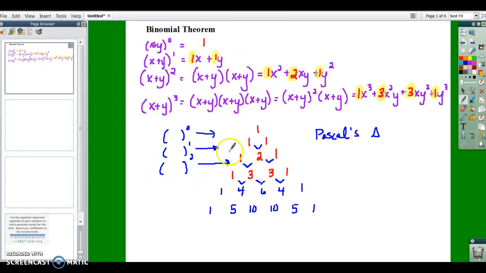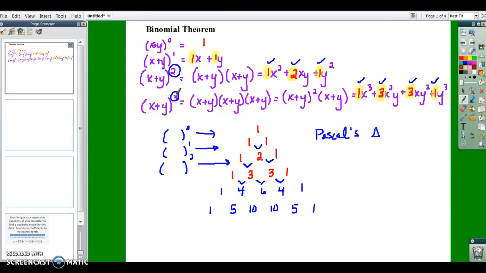And if you notice, there's also another pattern going on here. The number of coefficients you have is one more than the exponent, right? This is first power, but I have 2 coefficients. Up here, this is to the second power. I have 1, 2, 3 coefficients. Here's the third power. I have 1, 2, 3, 4 coefficients, which means that I have 4 terms. So whatever power you're raising it to, you also know how many terms you have when you expand it out. You're always going to have one more term than whatever that exponent is.